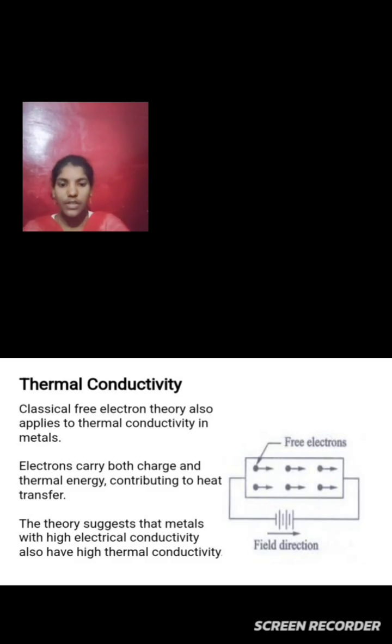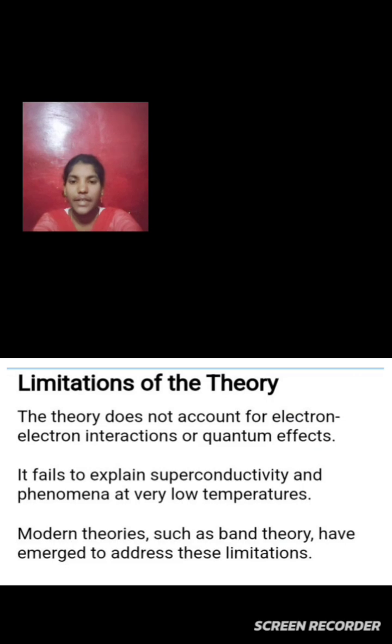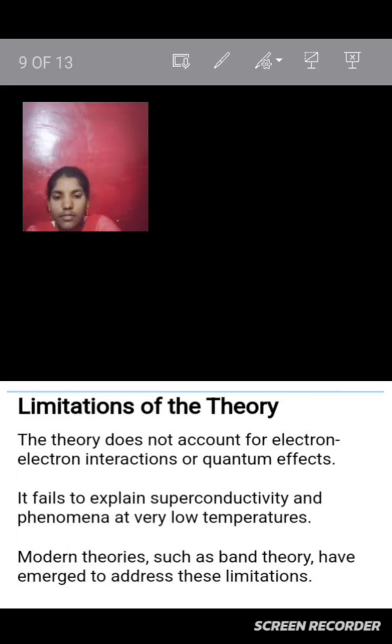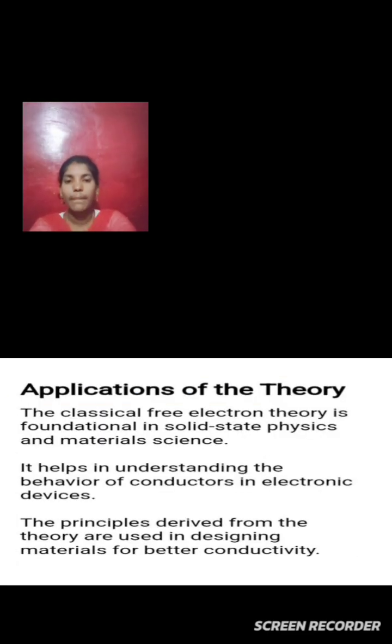And limitations of the theory. The theory does not account for electron interactions or quantum effects. It fails to explain superconductivity and phenomena at very low temperatures. Modern theories such as band theory have emerged to address these limitations. And also we take the limitations: quantum effects and oversimplified electron to electron interactions.